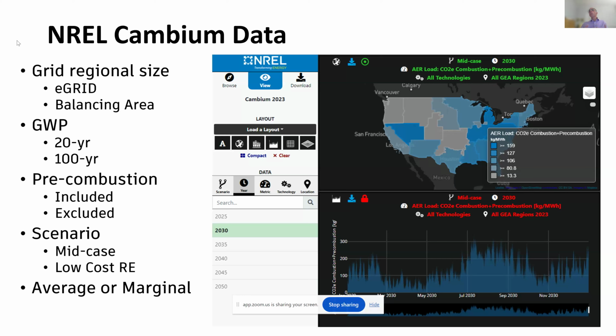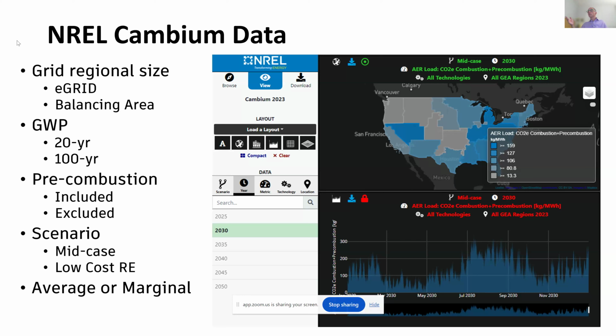And so if you open up the NREL Cambium viewer, this is what the main portal will look like. You will have to decide, do you want to look at the entire nation? Do you want to look at a state? Do you want to look at an eGRID subregional area or a balancing area? What global warming potential are you interested in? Do you want to include the upstream methane leakage from that natural gas system?